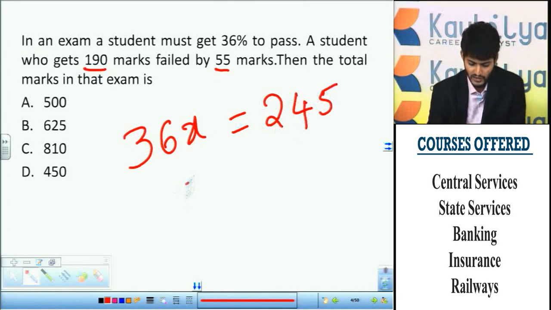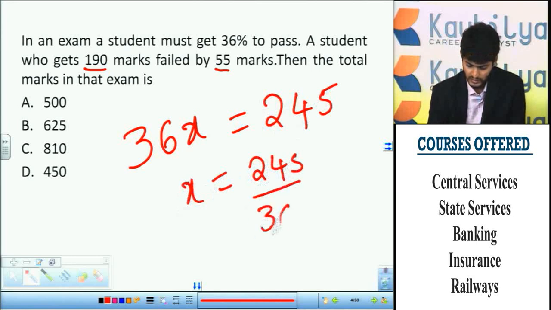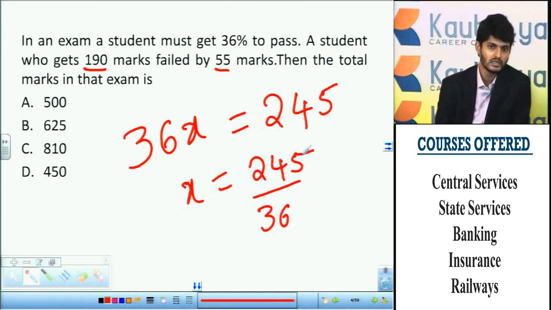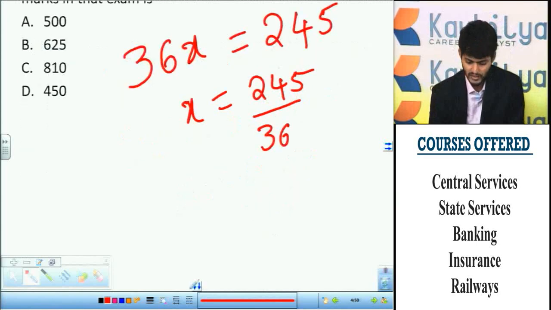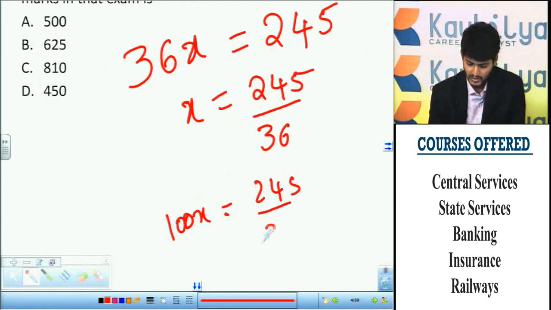So the value of x would be 245 divided by 36, right? So this would be your value of x. Here he does not want x because he is asking the total marks in the examination. So I should know the value of 100x. So 100x, what I will be doing is 245 by 36, right, into 100. Fair enough. So this way we will get the total marks in the examination.